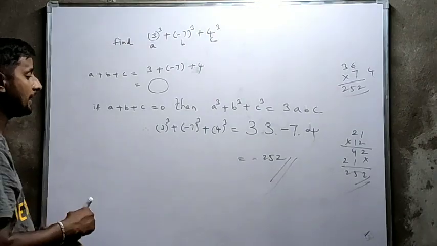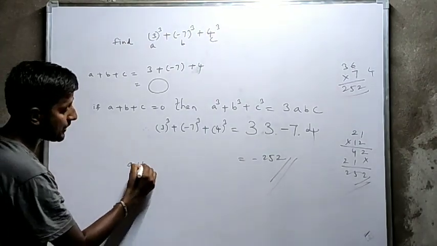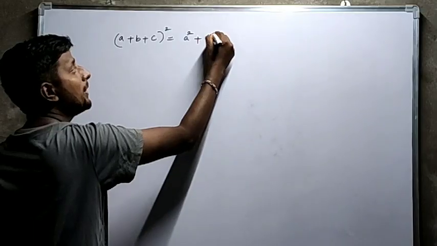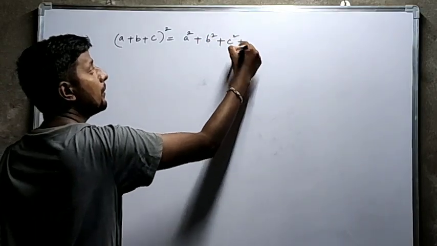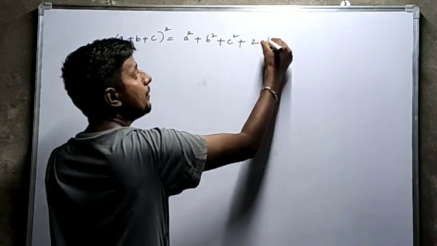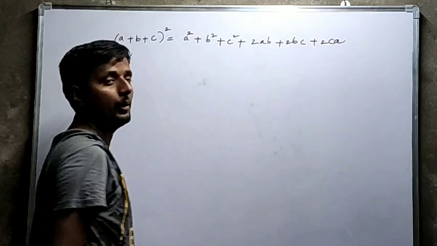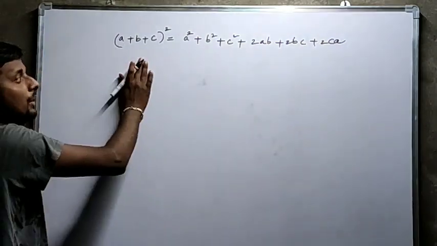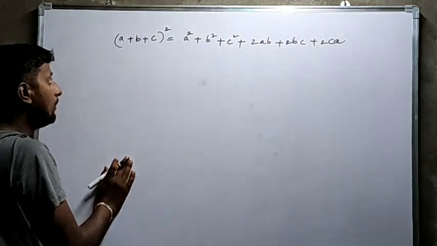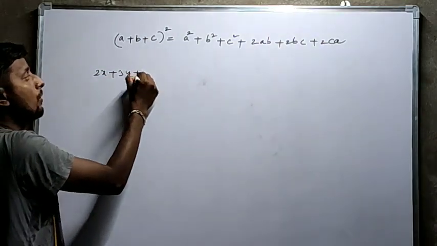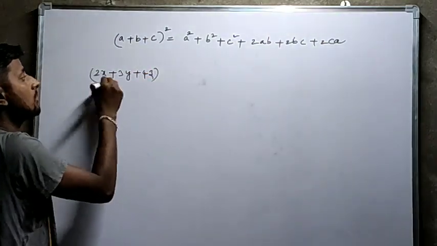Now we'll see the identities. That is the a plus b plus c whole square identity: a square plus b square plus c square plus 2ab plus 2bc plus 2ca. So this is the formula. How do we use it? We'll see once: 2x plus 3y plus 4z whole square.